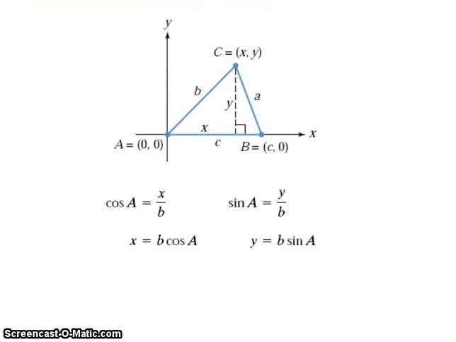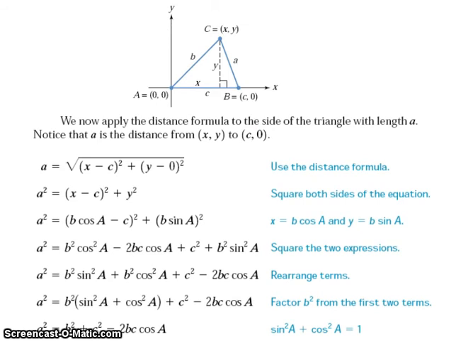This is the start of the proof for the law of cosines. Basically it starts with a triangle and we create two triangles in the triangle, and we write x and y in terms of sine and cosine. Then we use the distance formula with x and y in terms of sine and cosine to come up with the law of cosines. You're welcome to pause or just move along.